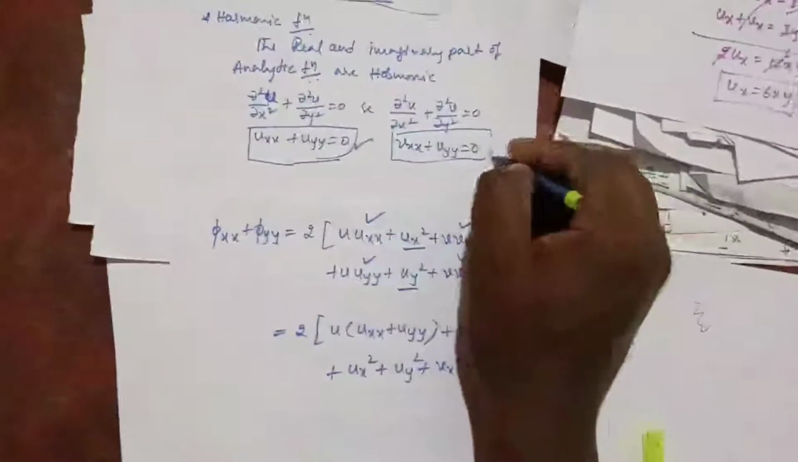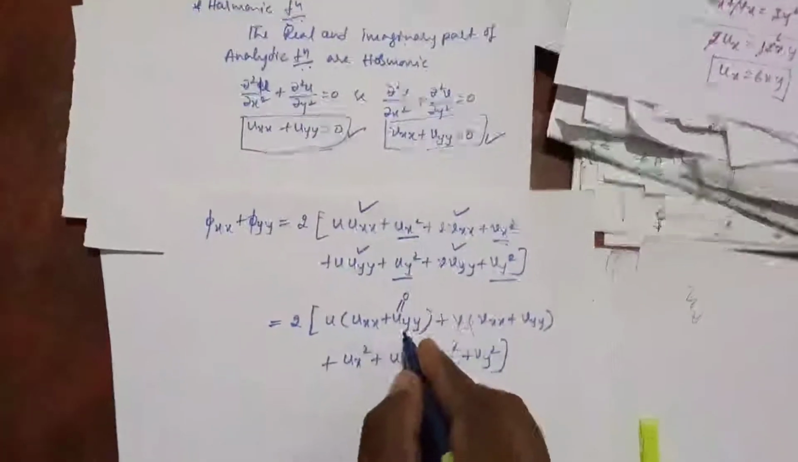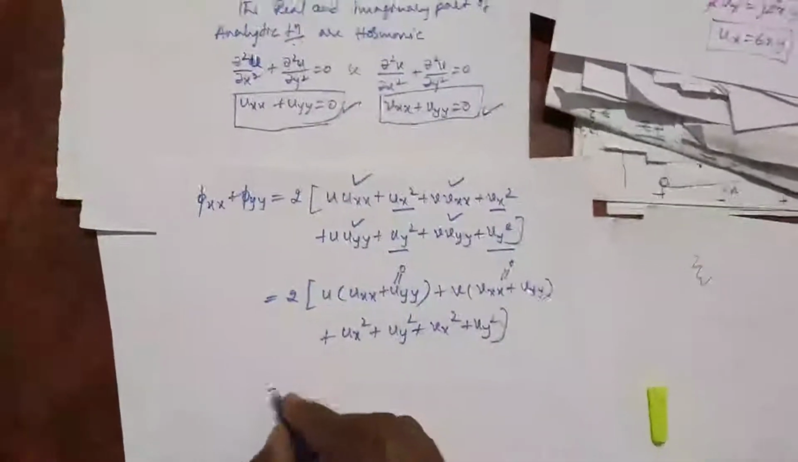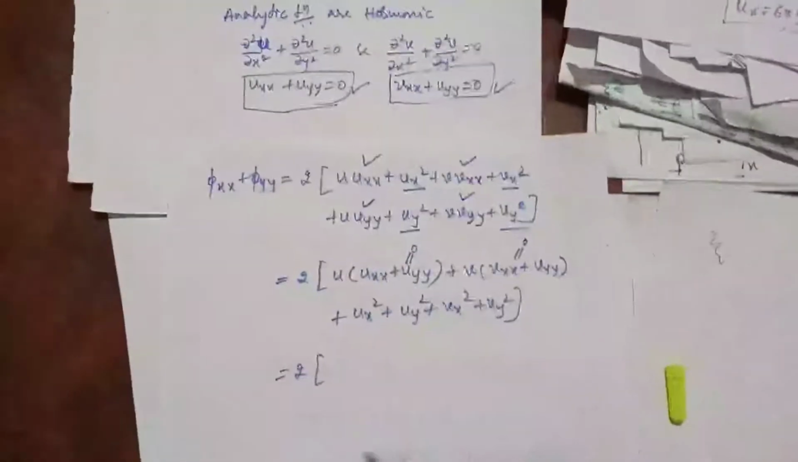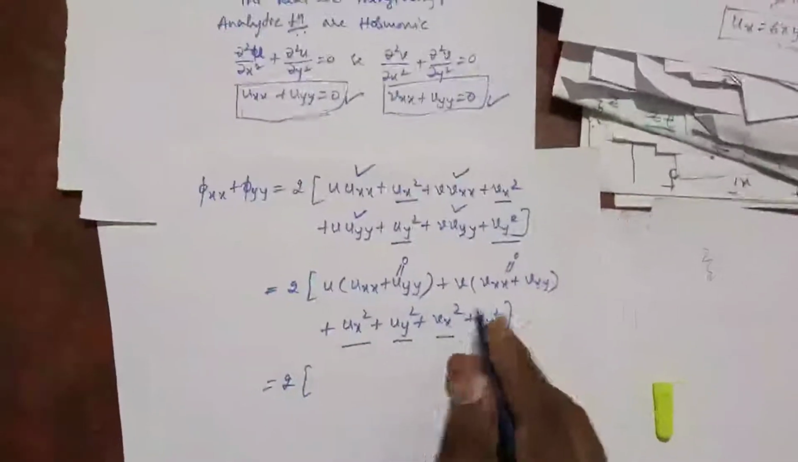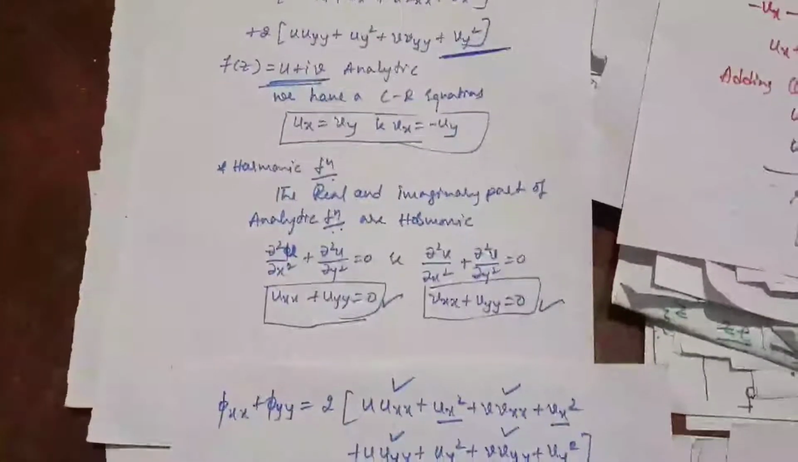By using these two equations, this will become 0: uxx plus uyy equal to 0, vxx plus vyy equal to 0. Here the first two terms will become 0. By Cauchy-Riemann equations, we have to change this whole thing to y or x. Here we have CR equations, ux equal to vy and vx equal to minus uy.